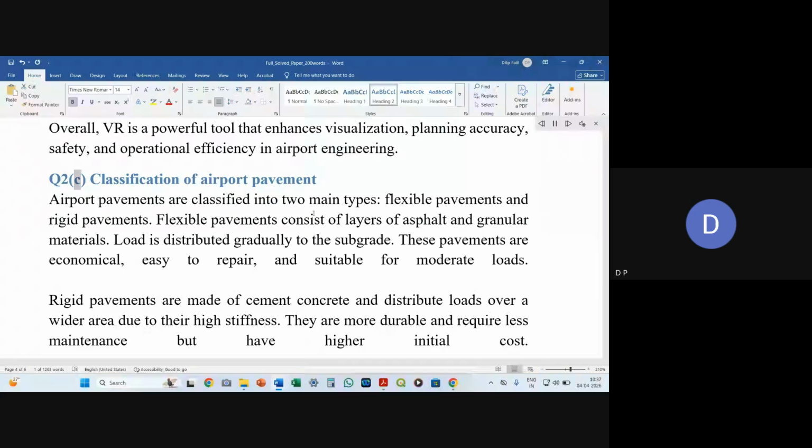Q2. C. Classification of airport pavement. Airport pavements are classified into two main types: flexible pavements and rigid pavements. Flexible pavements consist of layers of asphalt and granular materials. Load is distributed gradually to the subgrade. These pavements are economical, easy to repair, and suitable for moderate loads.